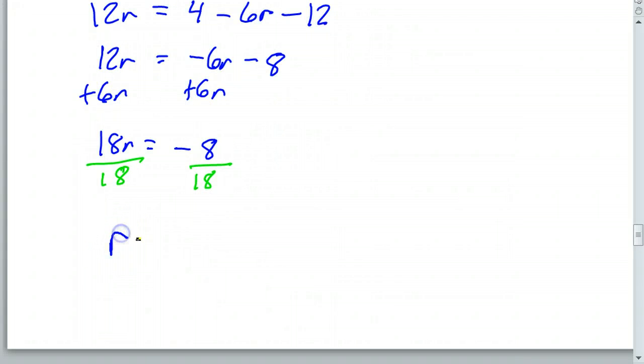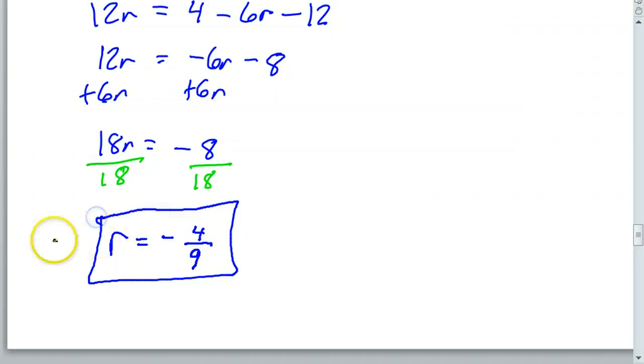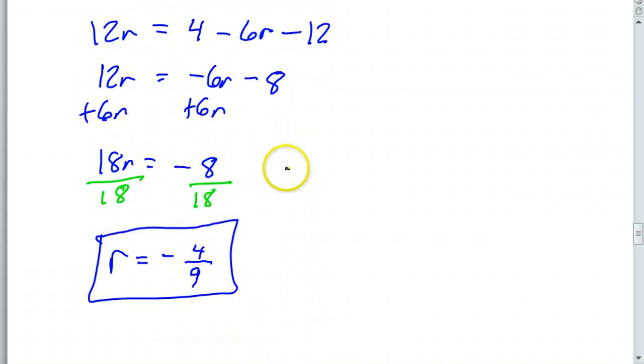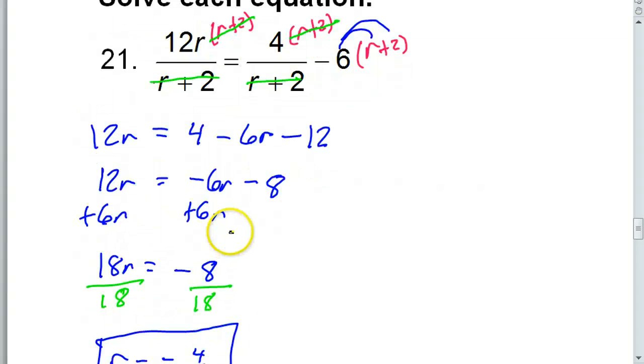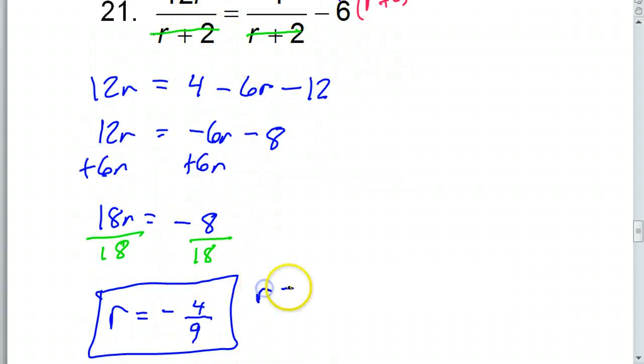Okay, so that's going to give me r is equal to negative 4 ninths. Ugly. Okay, and we have to make sure that this is not an excluded value. So let's just look back up and see. All right, well the only excluded value is that r cannot equal negative 2. All right, so that solution is fine.